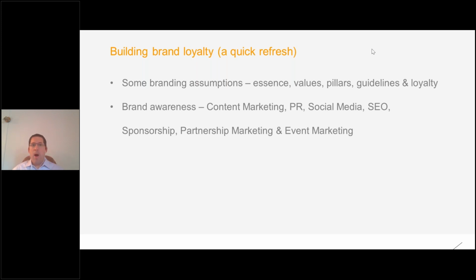Okay, so when people talk about brand awareness, it's important to put within that a number of different category areas of activity that are involved in terms of building the brand and creating the brand. So I'm going to take you through them. You may well be familiar with a lot of these terms.